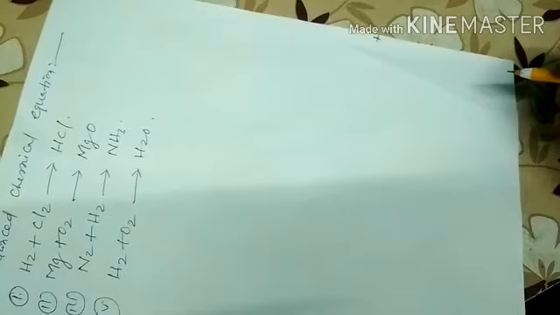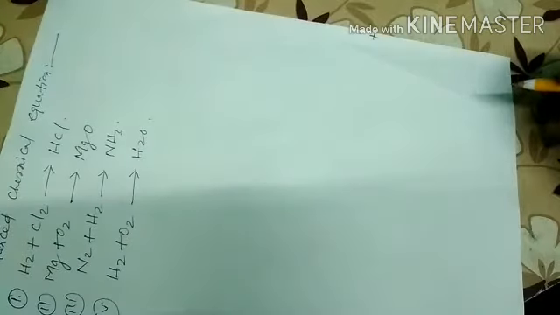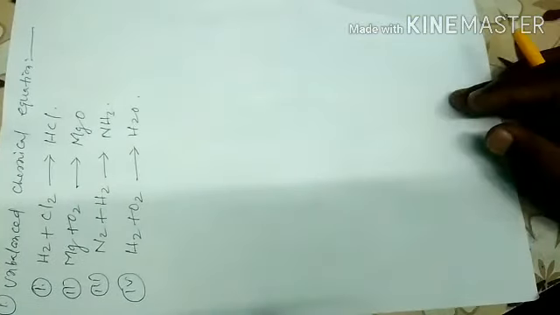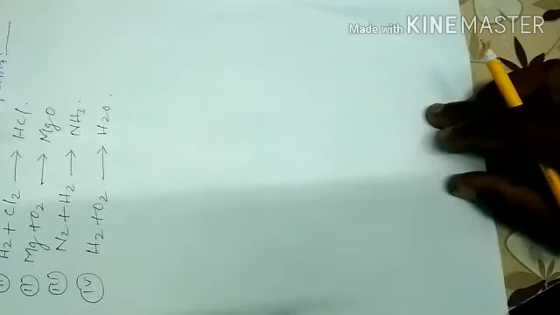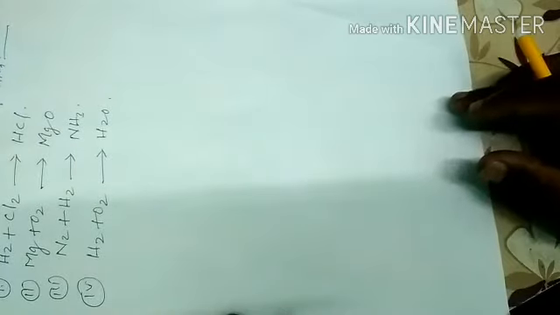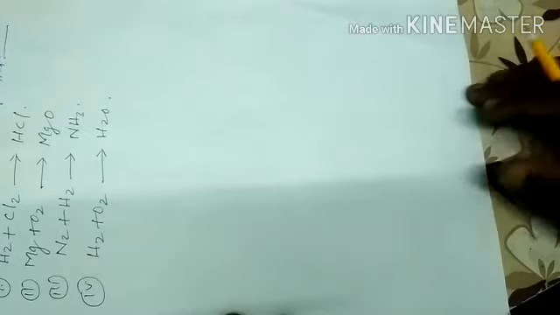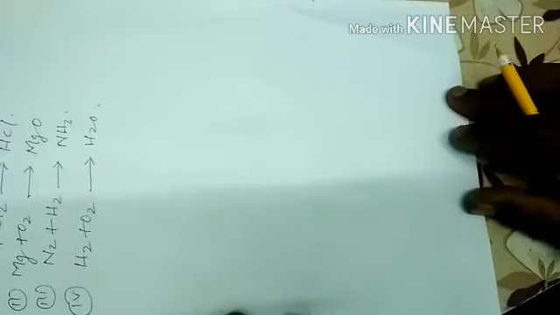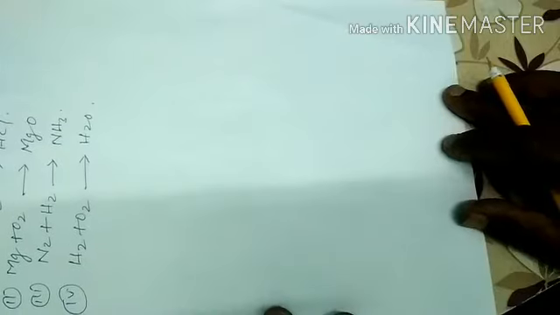So in the above four examples, H2 plus Cl2 is the reactant and HCl is the product. In the same way, in the second, third and fourth examples, Mg plus O2, N2 plus H2, H2 plus O2 are examples of reactants, and MgO, NH3, H2O are examples of products. So all of us understood the two species, reactants as well as products. Now we are going to define balanced chemical equation.